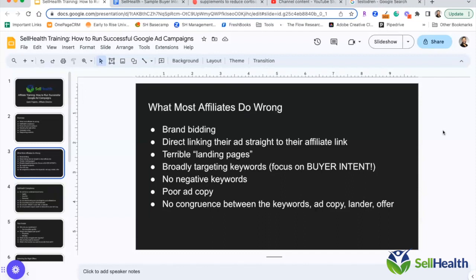So if you're brand bidding, that means that somebody has already been introduced to the brand. So your chances of getting an affiliate sale on your traffic is really low. Okay. So brand bidding is not a smart strategy. And a lot of you love it.